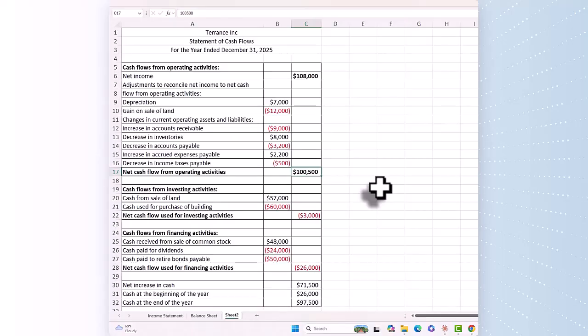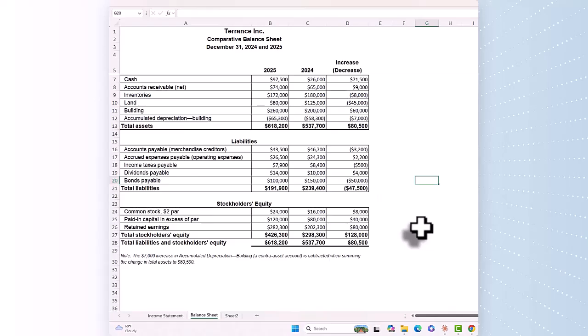From there, it gets a little easier because now what we're doing is categorizing the other things that are not part of operations. So these are all going to tie back to our balance sheet. We said that there was a gain on the sale of land.